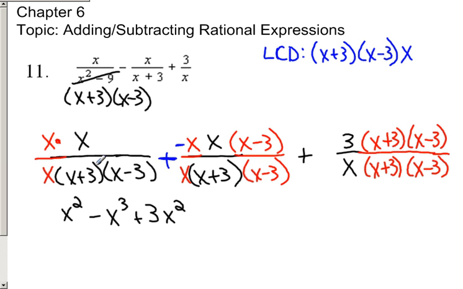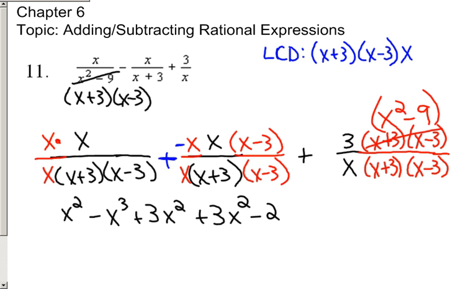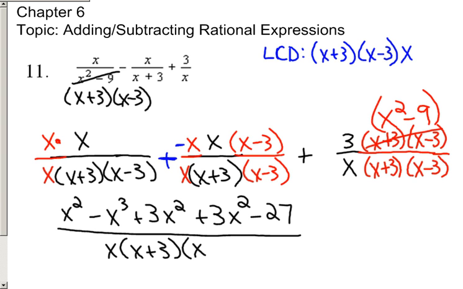So then, when I multiply by 3, I end up with a 3x squared minus 27. Now, when all of these are combined over the same denominator, this is my current rational expression.